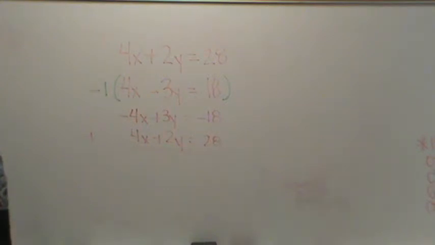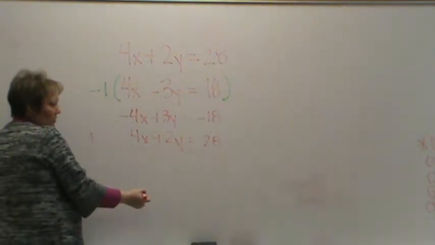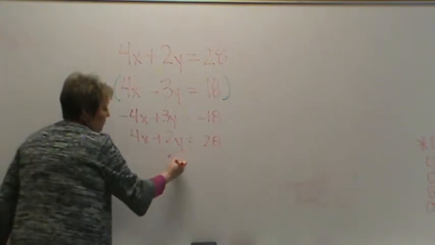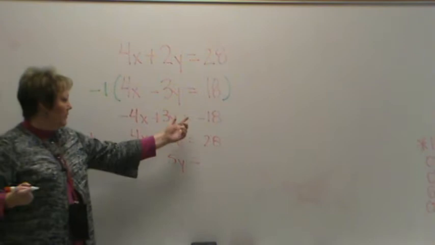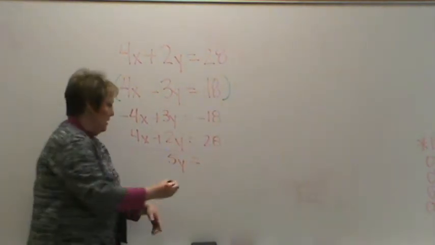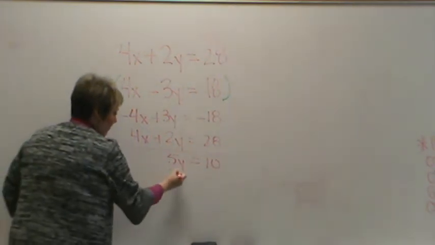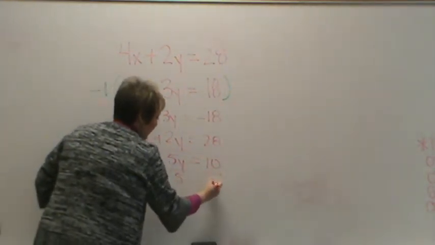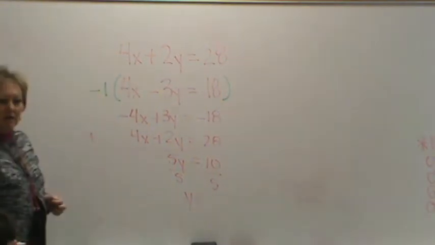So when I start adding these two equations together, what do I get? 0x, which I don't have to put there, equals 5y. I said equals. Now we got equals 10. Now what? Divide by 5. I eliminated x. I've got y. Solving for y, dividing by 5 gives me.